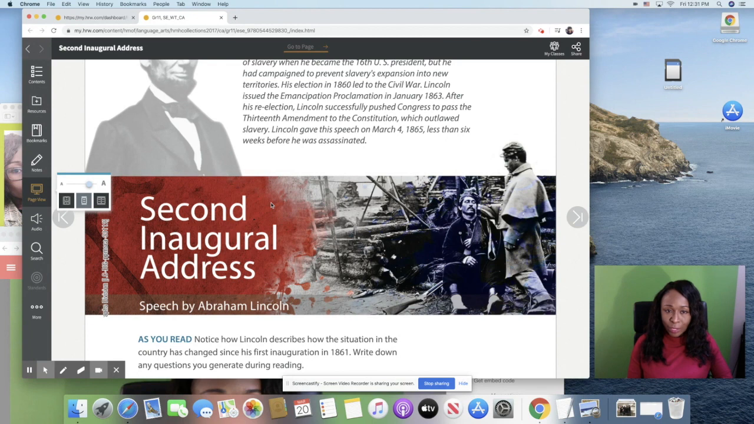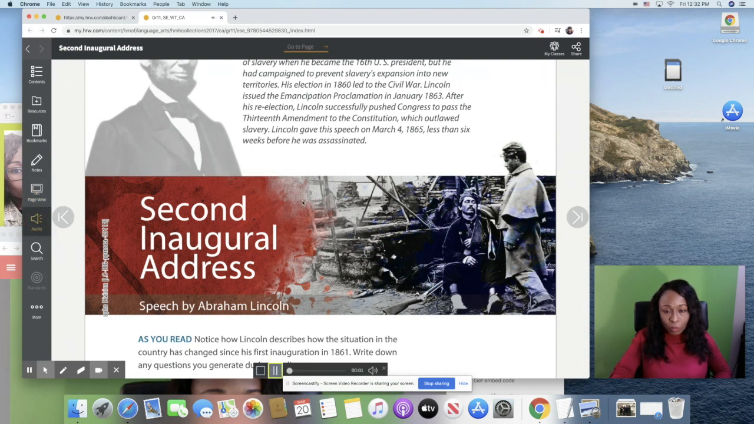So you're going to pay attention to what Lincoln is telling the audience in his address, and what is the purpose of his address, and then 3, his call to action. So the information he gives, the purpose behind that information, and his call to action.